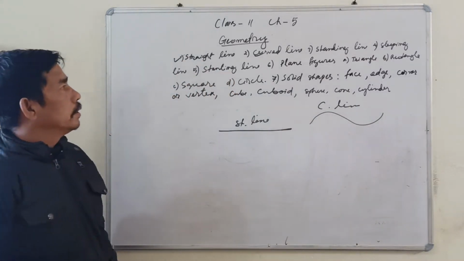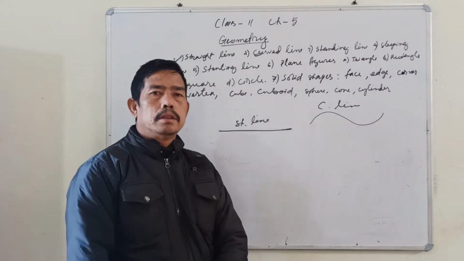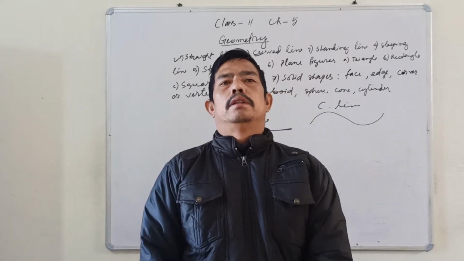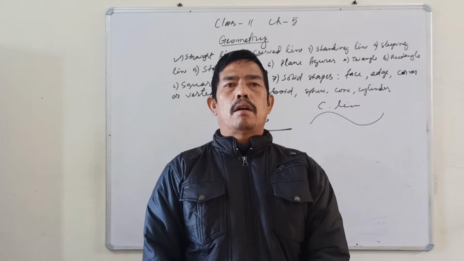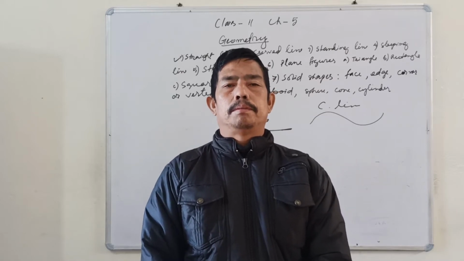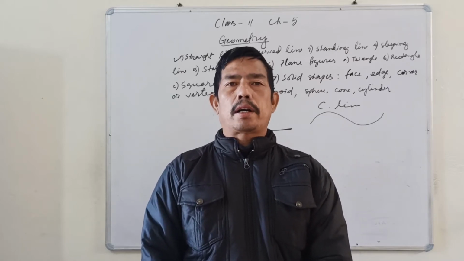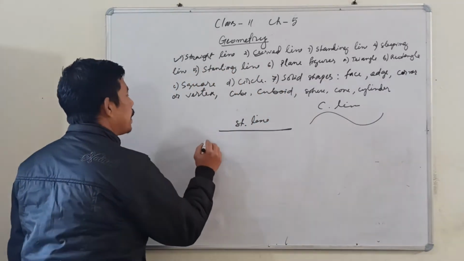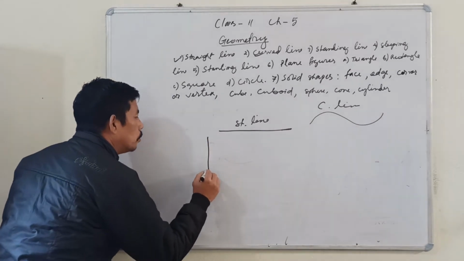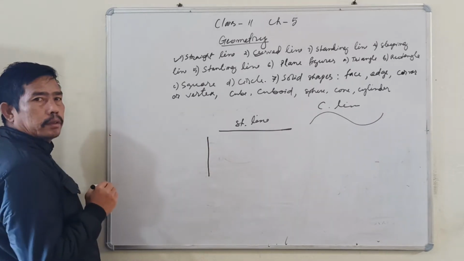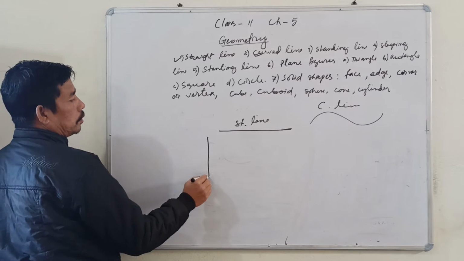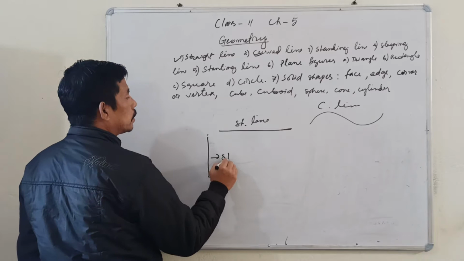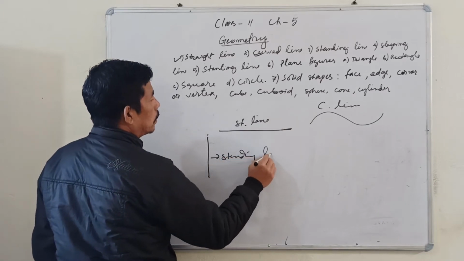Then the third one, standing line. As you know, when you are standing, your leg is down and head is up, like the same as I am standing now. So if the line is like this, this is your foot, this is your head, then this line is known as a standing line.